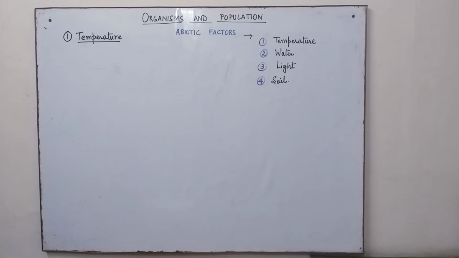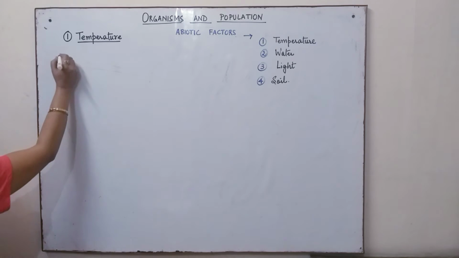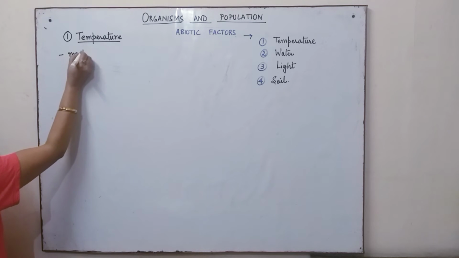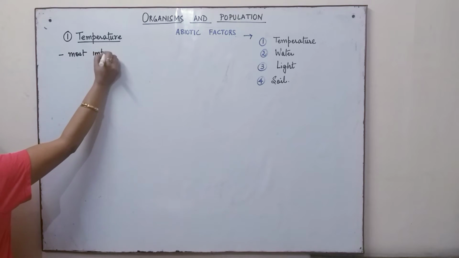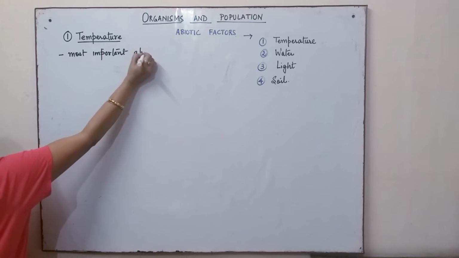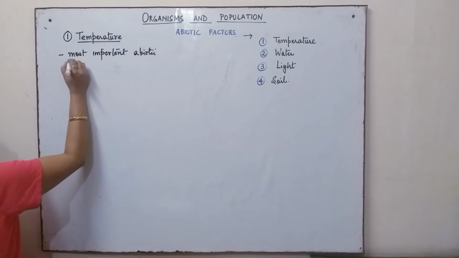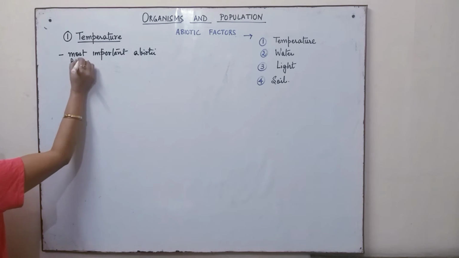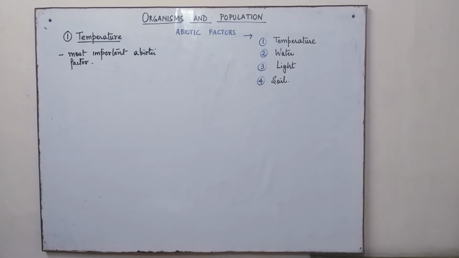Let us first talk about the temperature. It is the most important abiotic factor. Temperature is considered one of the most important because it decides the distribution of various kinds of organisms.